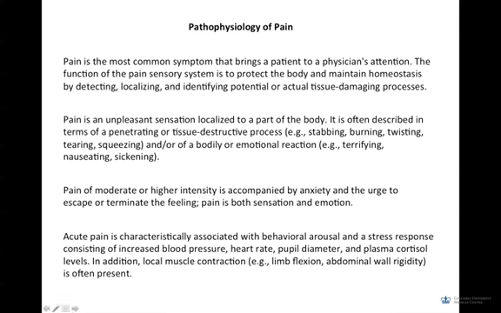Acute pain is characteristically associated with what we call behavioral arousal, meaning that we get worked up, and a physical or physiological stress response, which consists of all the things that you think of with a stress response: increased blood pressure, increased heart rate, dilated pupils, increased plasma cortisol levels. We also see muscle contraction, so limb flexion, usually to withdraw the limb from a painful stimulation. And we also see abdominal wall rigidity. We sort of bear down when we feel pain.